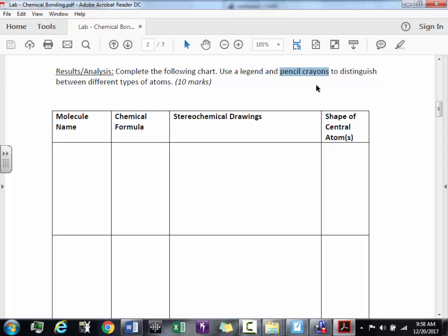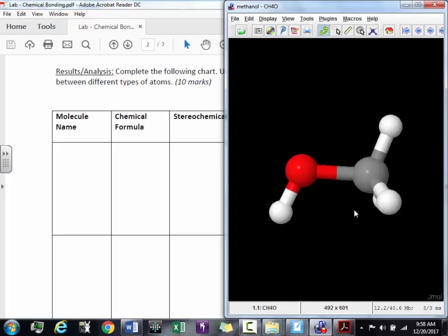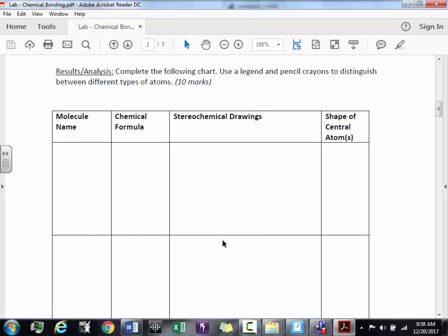I do want you to use color though, please. If you don't use a pencil crayon, at least do something to illustrate that, like on this one here, how hydrogens are all white, carbon is gray, and oxygen is red. Use a color of some type. Okay, that's the lab, essentially. I want you to draw molecules and just practice this. I've more or less taught you the entire unit. We have one more lesson left, we'll do it after Christmas, but for the most part, we've covered everything.